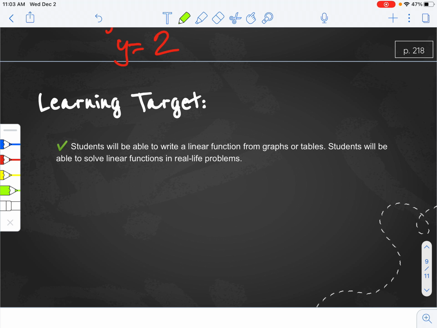They'll have you write a linear function in the context of some type of problem, and then they will probably ask you, all right, you wrote your linear function. Now, Lucy has 30 cookies that she sold. How much is it going to cost? And you'll have to plug some number into your linear function to solve that real-life problem.